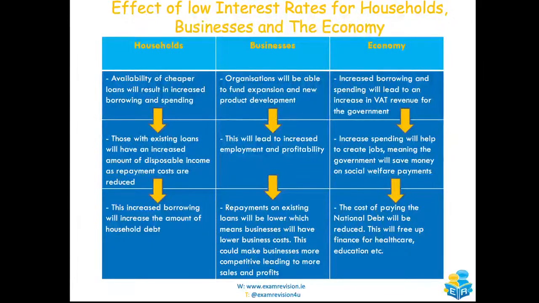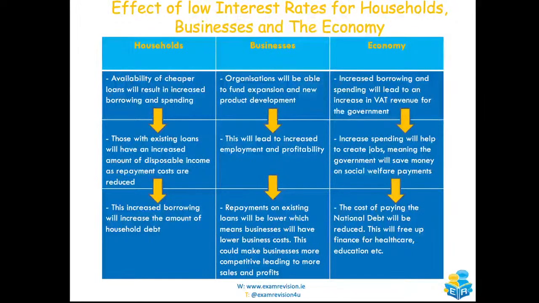And it also means that those who already have existing loans will have an increased amount of disposable income as their repayment costs will be reduced. Okay, so if you had a loan, well then you'll have to pay back less than you think, and therefore you'll have more disposable income.